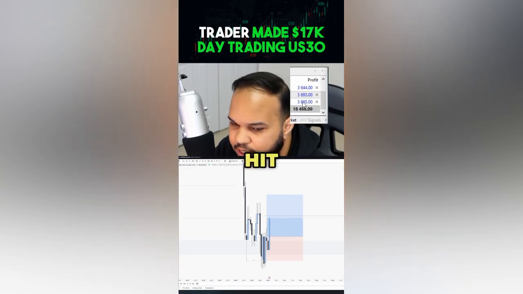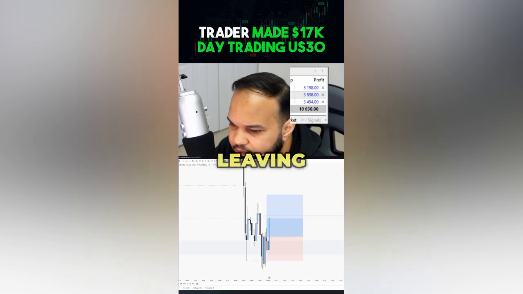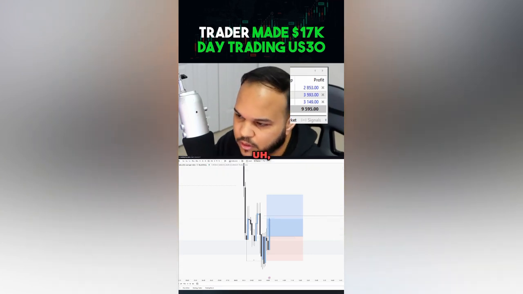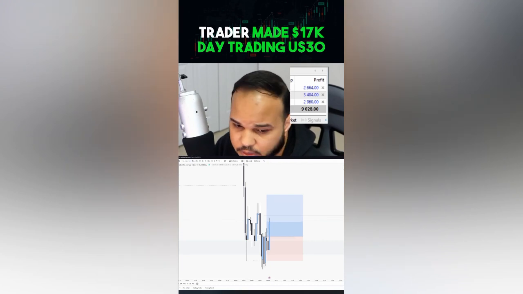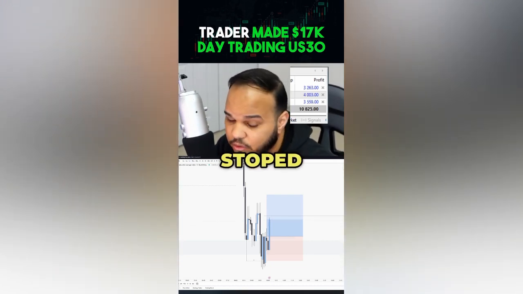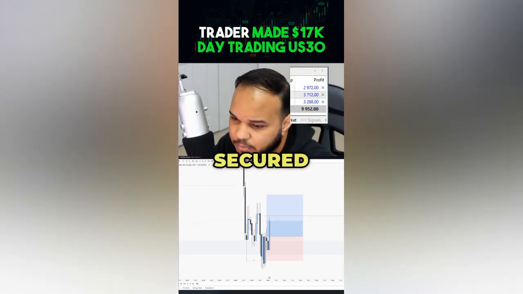All right, guys, so we hit TP1 here. I'm going to close partial, and I'm leaving the rest to run towards TP2, which is going to be 38,526, okay? And after hitting TP1, the market stopped us out at break even. We actually secured some profit here.